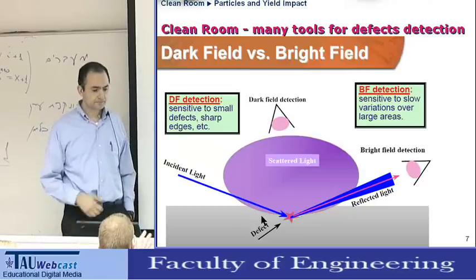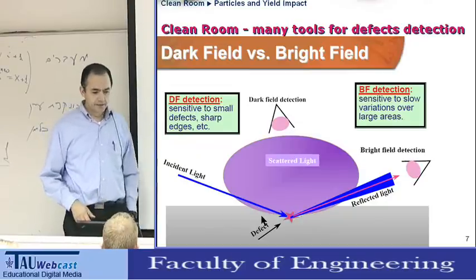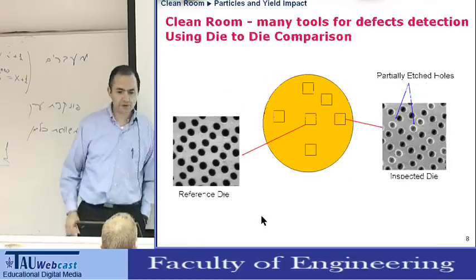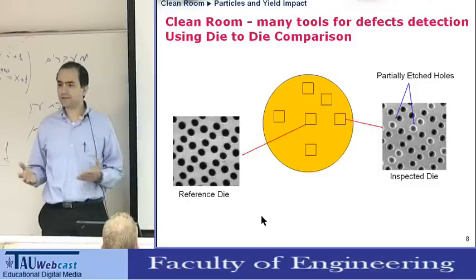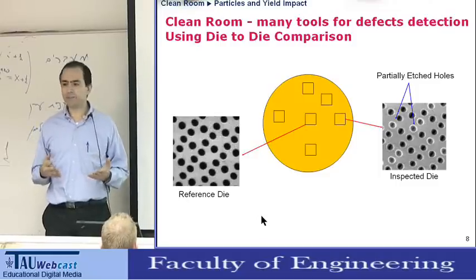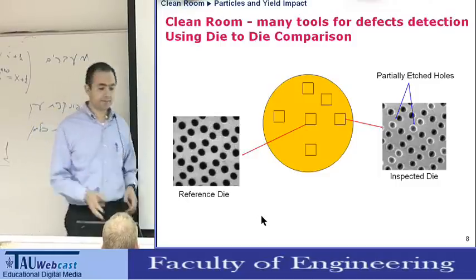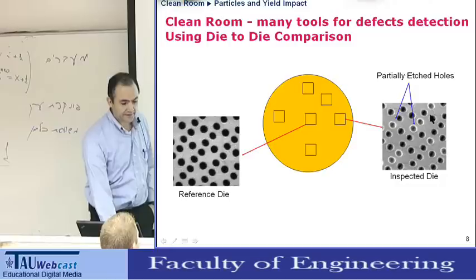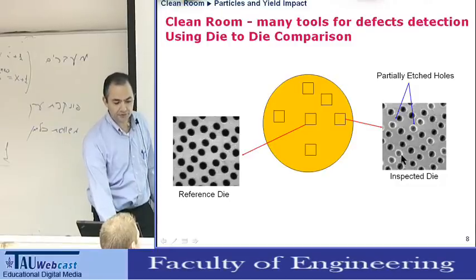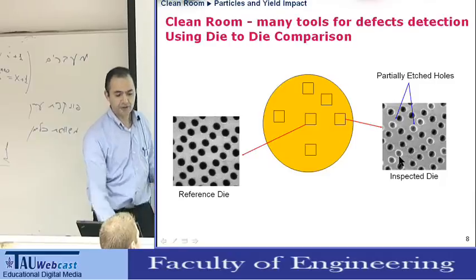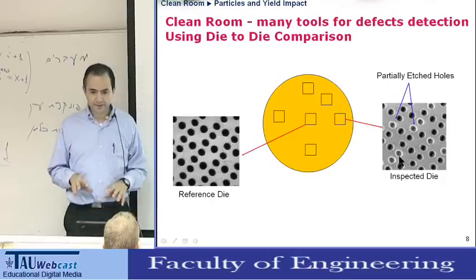What kind of effects can it reveal? Good question. So one option is to detect a process which was incomplete. For example, we look at this die, and these contacts, these are holes which are supposed to be contacts, are not good enough. You see, they're different from the black ones. They're not etched all the way.